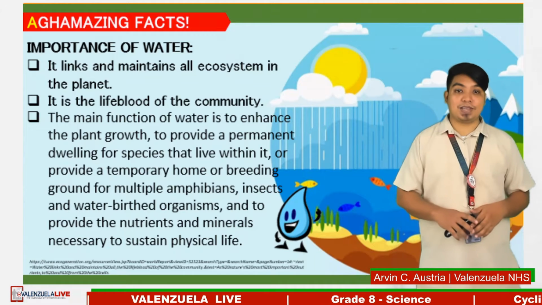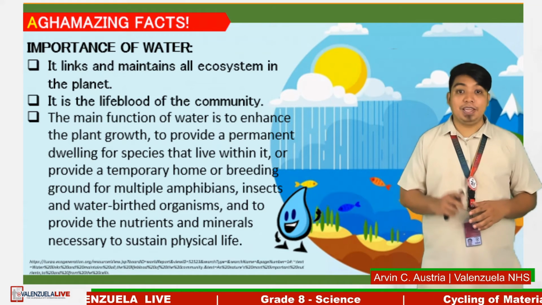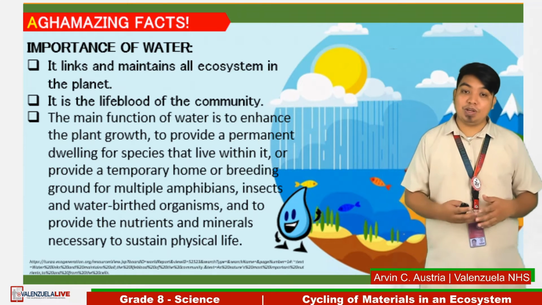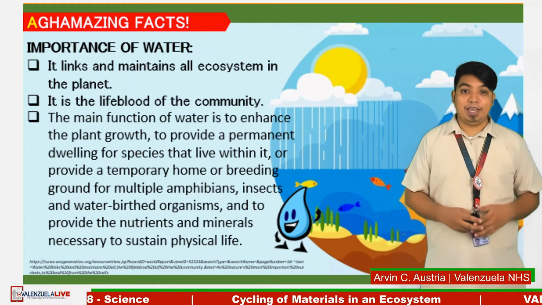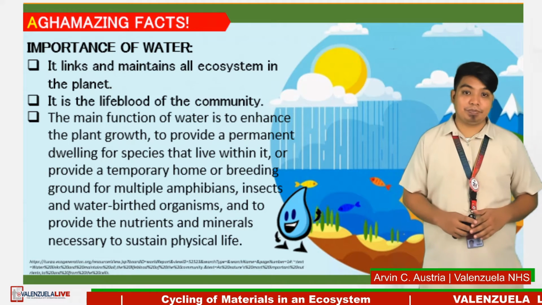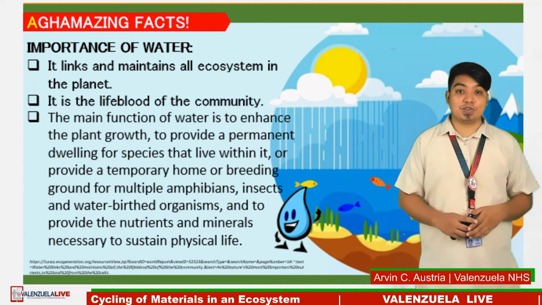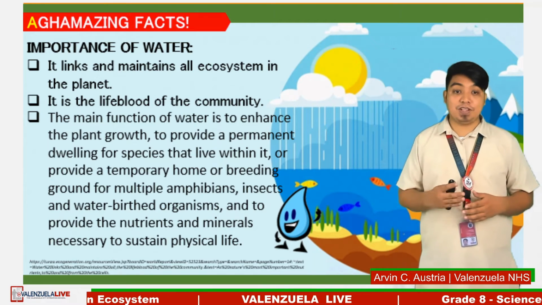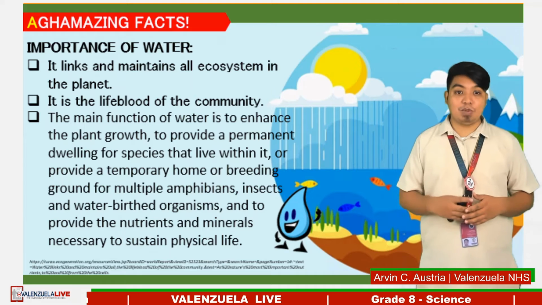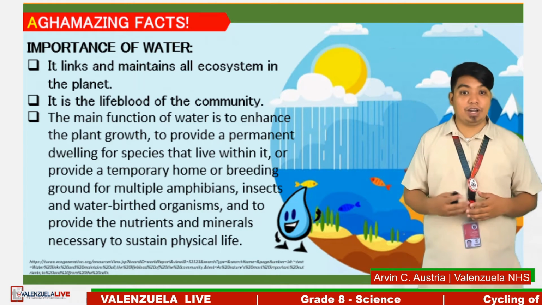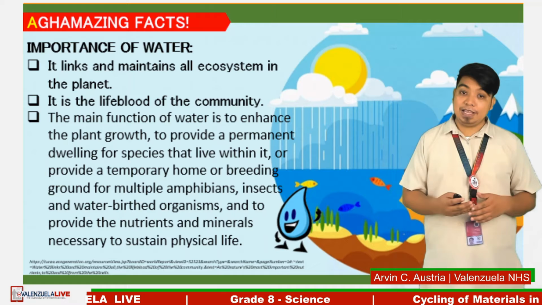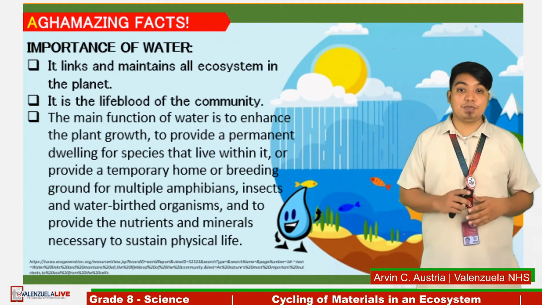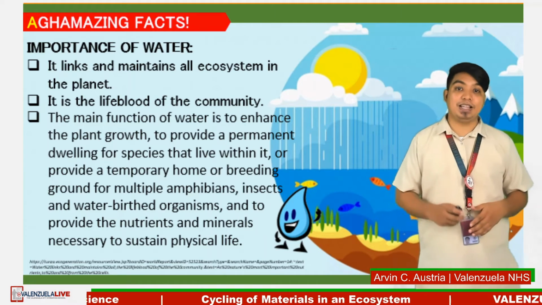Starting with the water cycle. For us to totally appreciate it, here is the importance of water. It links and maintains all ecosystems in the planet. It is the lifeblood of the community. The main function of water is to enhance plant growth, provide a permanent dwelling for species that live within it, or provide a temporary shelter, home, or breeding ground for multiple amphibians, insects, and water-borne organisms, and to provide nutrients and minerals necessary to sustain life.